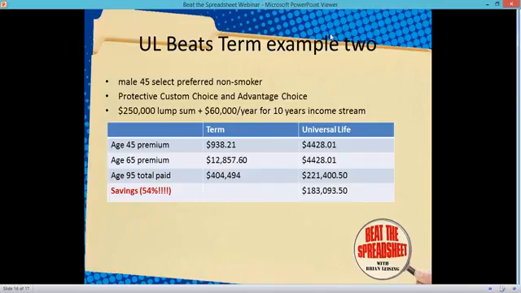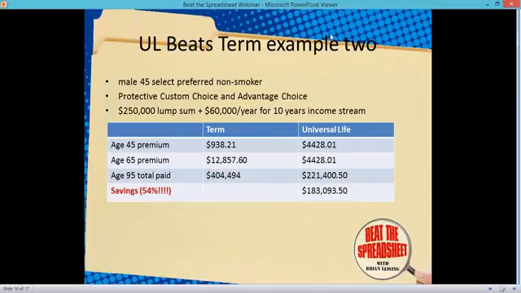Okay, so now we're going to run them in this situation a UL. We want to get them to the end of their life, and this person doesn't have longevity on their side, so we're just going to run the UL for 30 years. We're going to guarantee it to age 95. It's going to cost us almost $13,000 a year. And by age 95, our client's paid in $404,000.